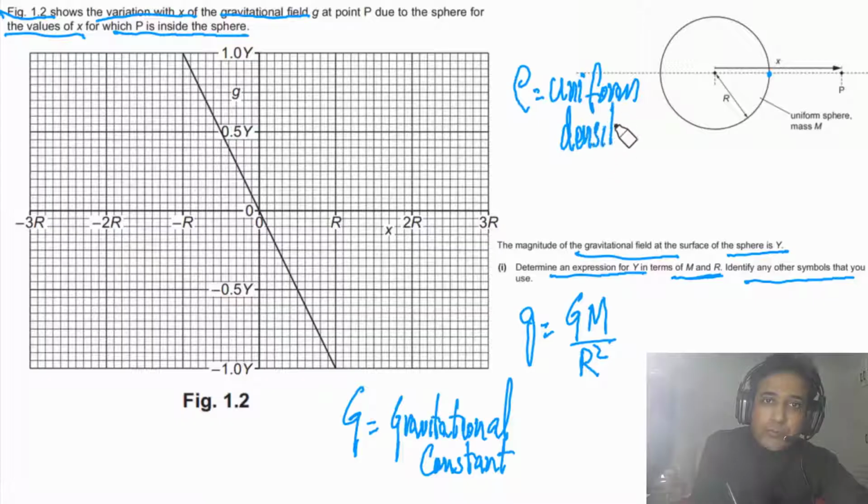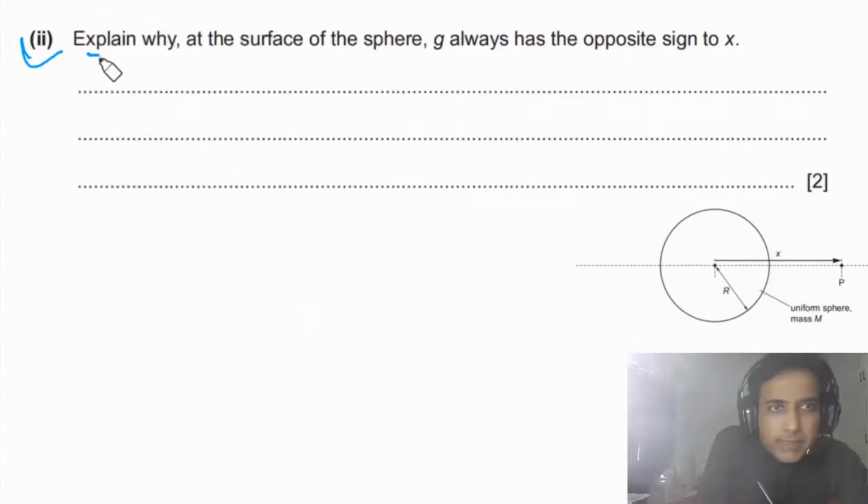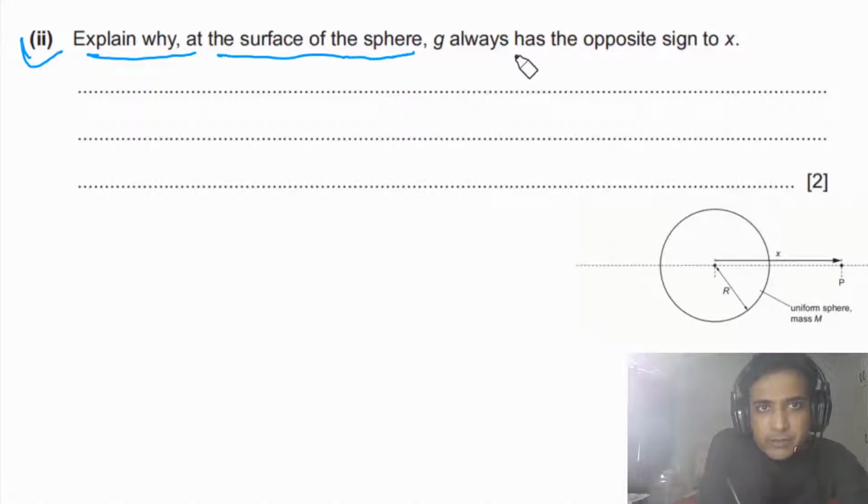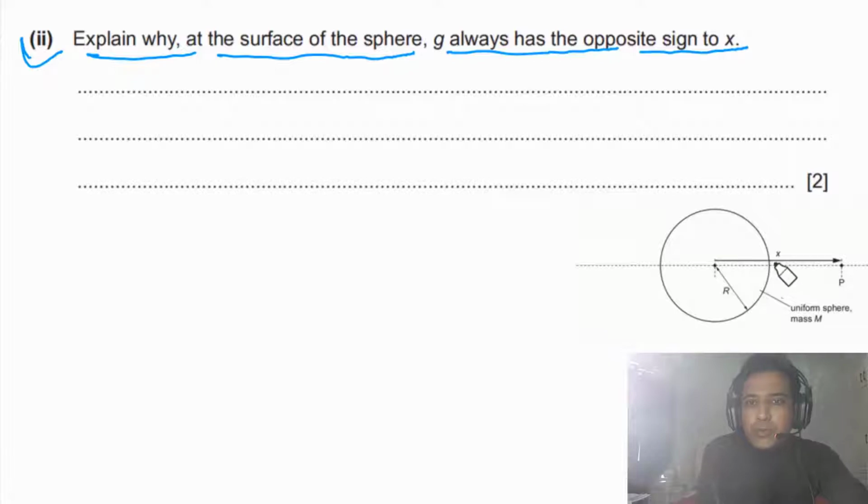Second part says explain why at the surface of the sphere g always has the opposite sign to x. So we need to understand the value of g at the surface. The value of g means the force of attraction at the surface. So force of attraction is this way, and we have already discussed that x is the displacement and its direction is to the right. So that's the reason displacement and g, meaning the direction of force of attraction, are in opposite directions. So these are the points you need to say.